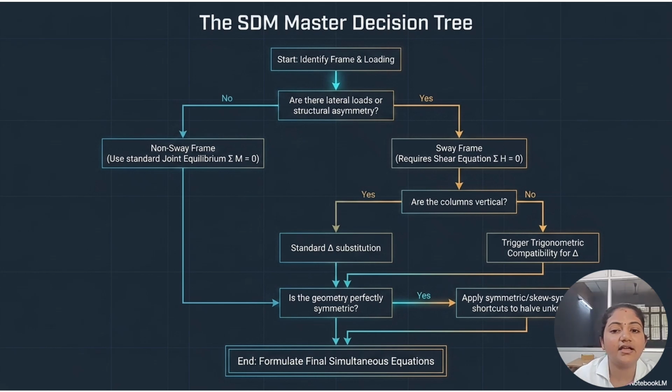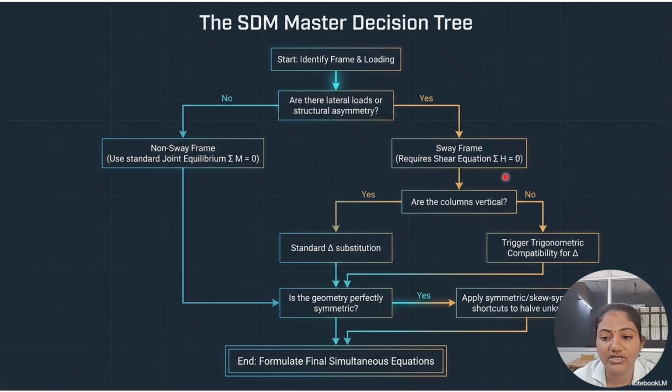And then this is the flow chart that explains the continuous method of both the continuous beam and the rigid frames, and the geometrical and symmetric way everything occurs. Here the frame is first identified and the loading is checked. Once the lateral loadings and symmetry or asymmetry are checked, they will go with the sway frame or the non-sway frame, where the joint equilibrium condition is summation M equal to 0.